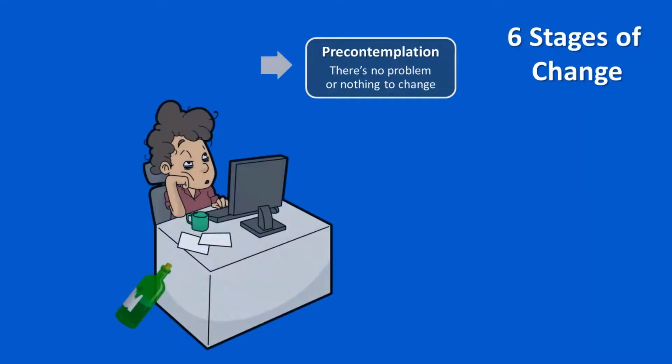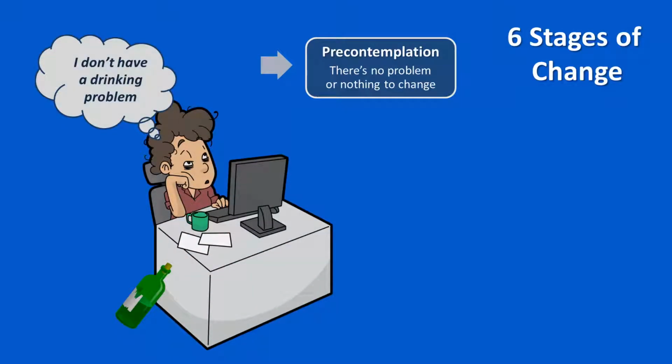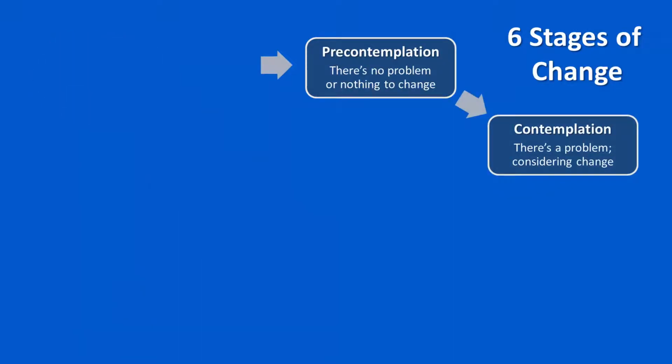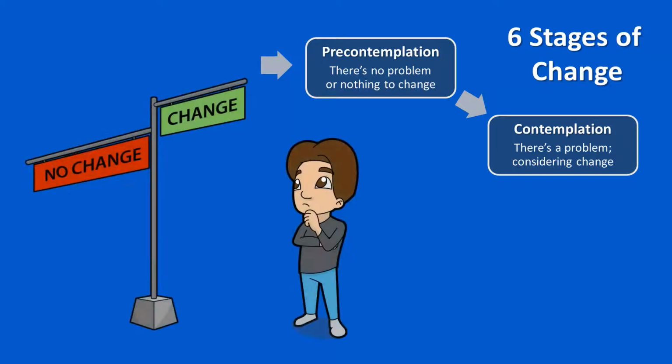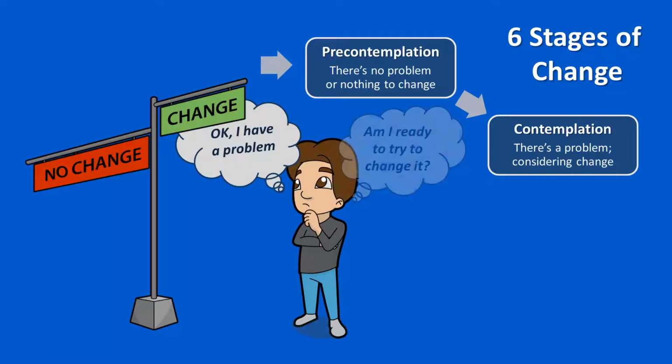So there are 6 stages of change. The first is pre-contemplation. We don't recognize there's a problem, so we're not even thinking about change. Or even if we do see a problem, we're not contemplating doing anything about it or making any changes yet. And then contemplation. We're considering making a change, but we haven't decided for sure, and we haven't done anything about it yet. We're just contemplating it.